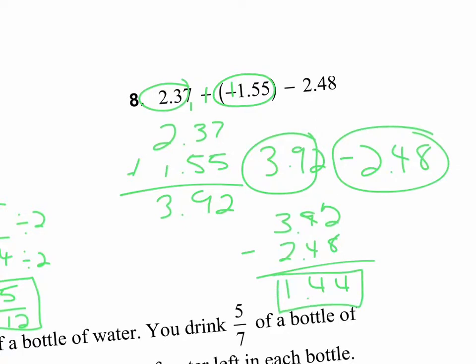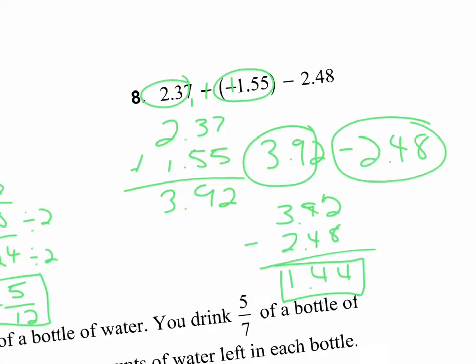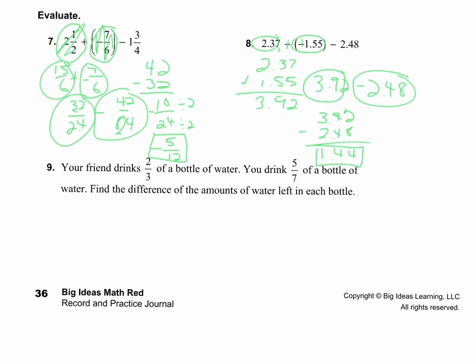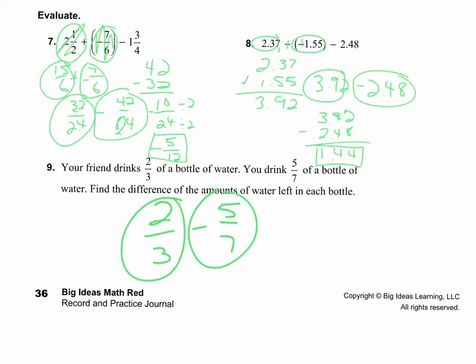Okay, make sure you are looking for double negatives, going through the steps and everything, okay? Last question we have, your friend drinks 2/3 of a water bottle, you drink 5/7 of a water bottle. Find the difference of the amounts of water left in each bottle. So let's go ahead and take 2/3 minus 5/7. Okay, so this is 2/3, negative 5/7.